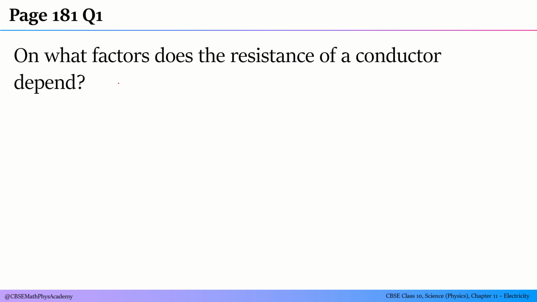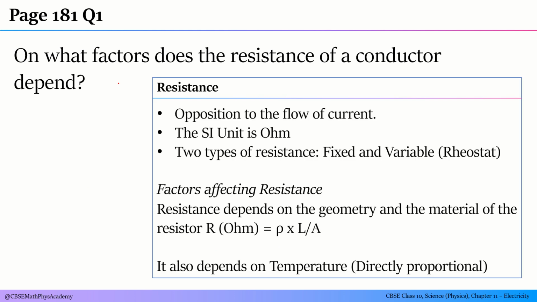Then the next question, on what factors does the resistance of a conductor depend? This is exactly what we discussed in our last video. The formula for resistance is R equals rho, resistivity, into length by A. Apart from this, it also depends on temperature, which is directly proportional.